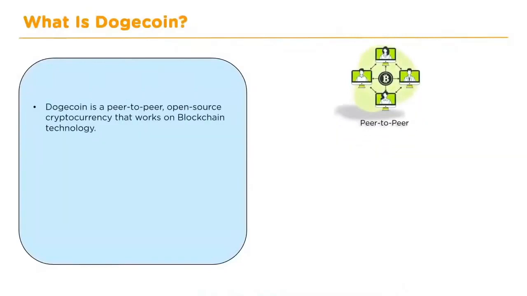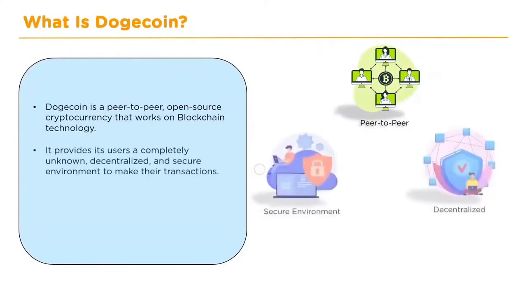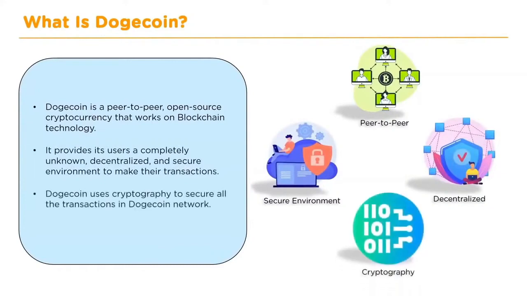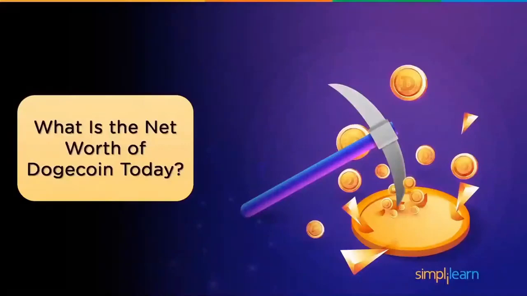Dogecoin is a peer-to-peer open source cryptocurrency that works on blockchain technology. Also, it provides its users a completely unknown, decentralized, and secure environment free from any third-party interference to make their transactions. Dogecoin uses cryptography to secure all its transactions. This makes me curious to know what is the net worth and availability of Dogecoin today.